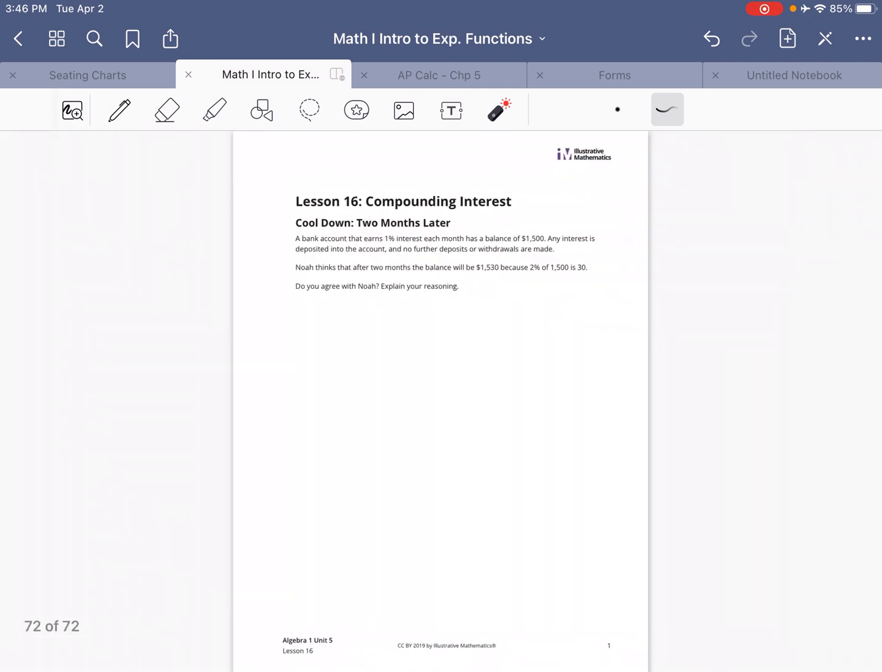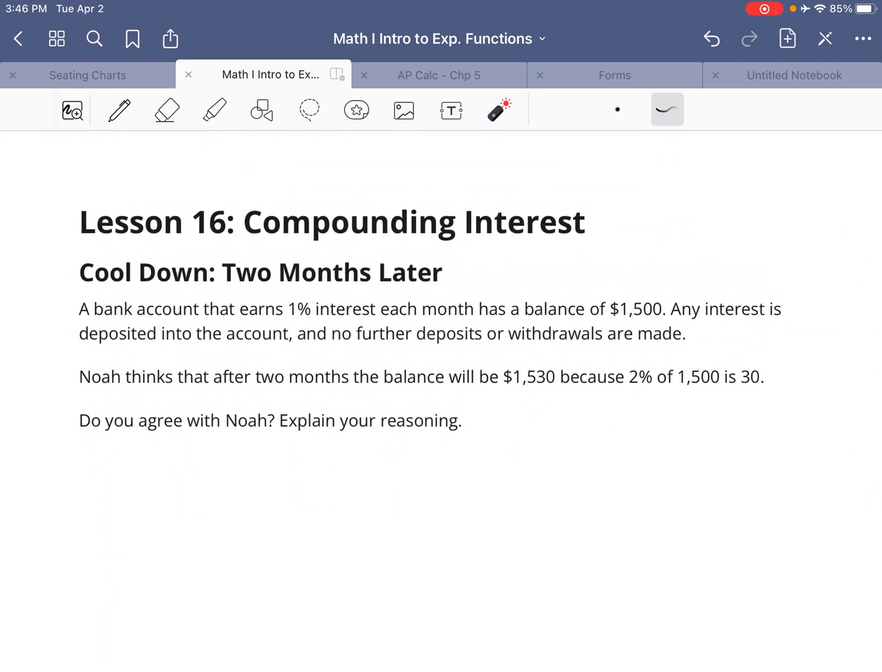Let's take a look at the cool down. A bank account that earns 1% interest each month has a balance of $1,500. Any interest is deposited into the account and no further deposits or withdrawals are made. Noah thinks that after 2 months, the balance will be $1,530 because 2% of $1,500 is 30. Do you agree with Noah? Explain your reasoning. Is adding 1% interest after 1 month and then 1% more after the next month the same as just adding 2% of the original? If you have any questions, let me know.